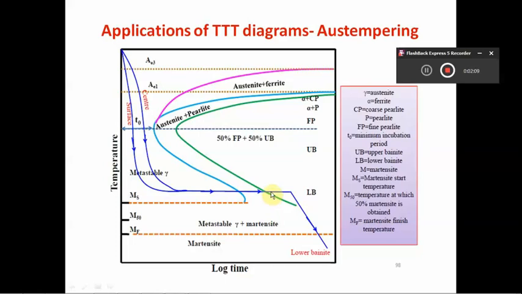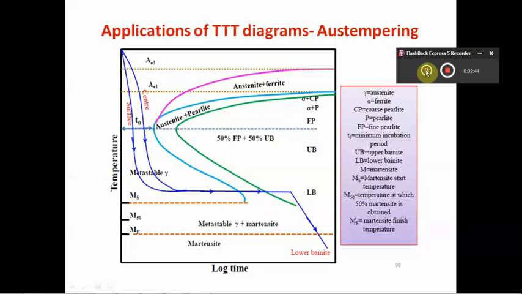After complete transformation, steel is taken out from the bath and it is cooled in air or at any desired rate to room temperature. So it is followed by slow cooling. Ultimately it will give a lower bainitic structure. Since the process involves transformation of austenite to bainitic structure at constant temperature, it is also called isothermal quenching or isothermal hardening treatment process.